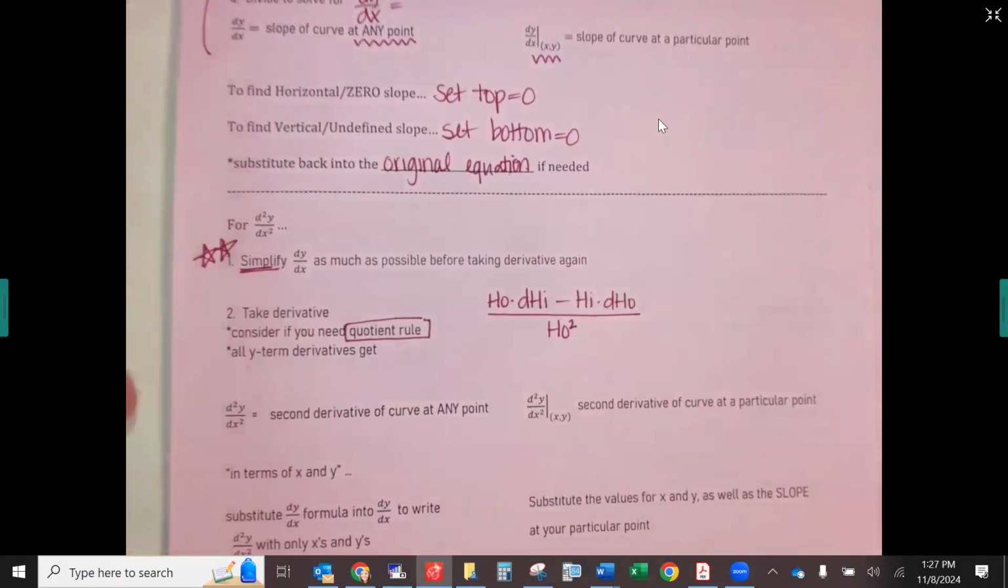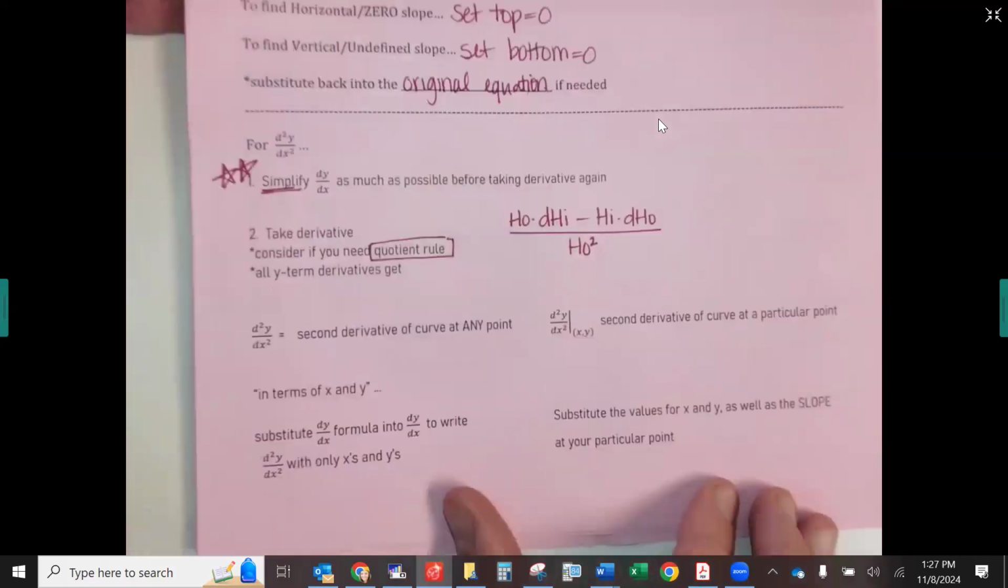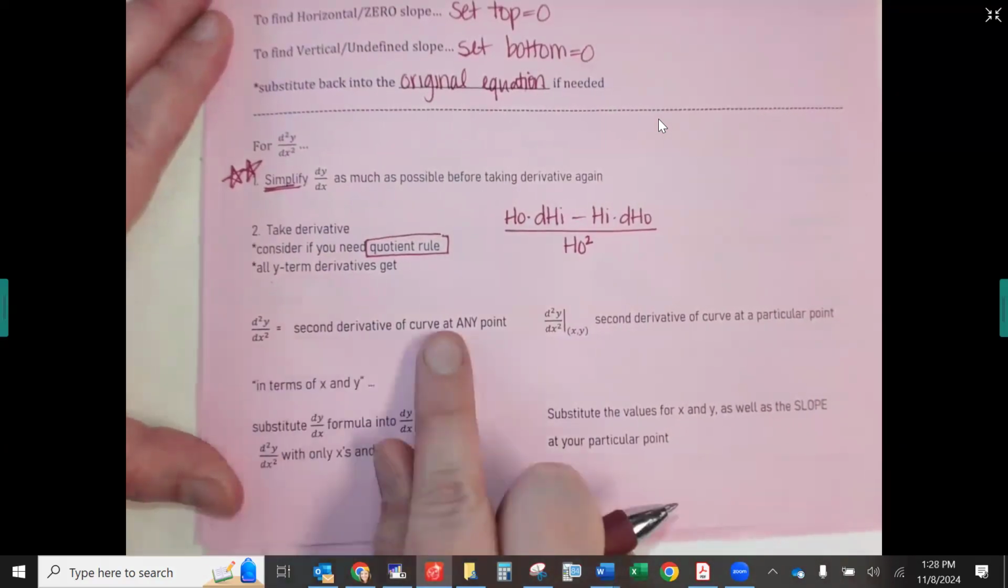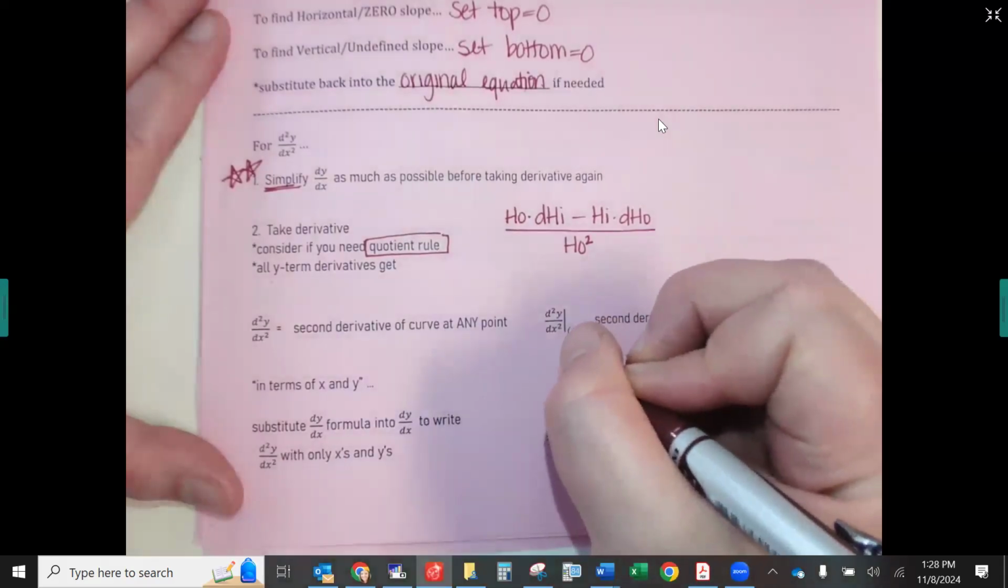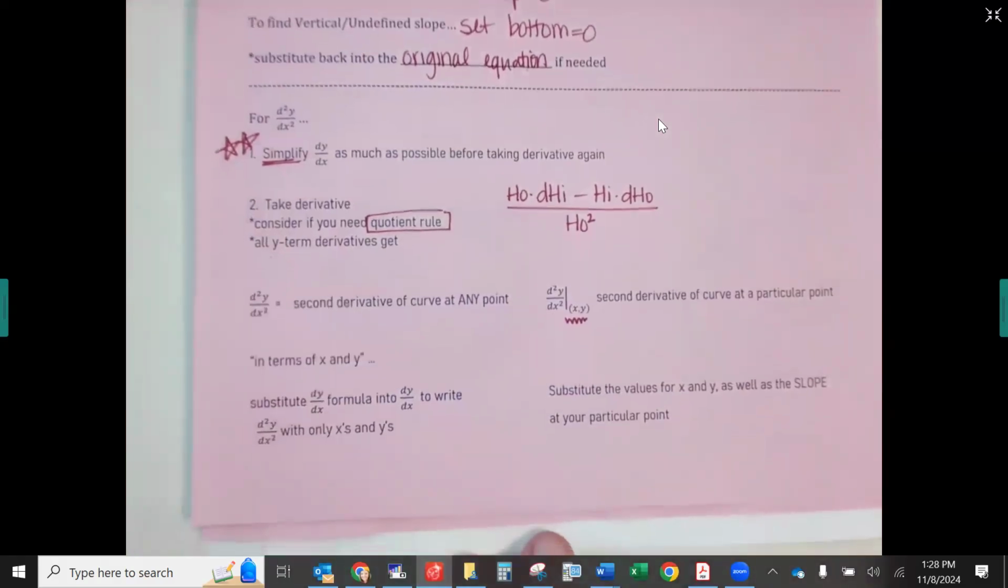All right, last little bit of this. For the second derivative, remember it's called d squared y dx squared. That would be the second derivative at any point. If you want to plug in your point, make sure that you include the x comma y in your notation.